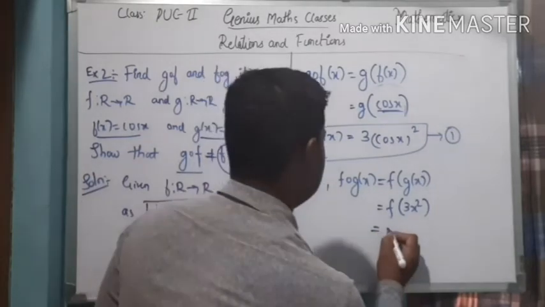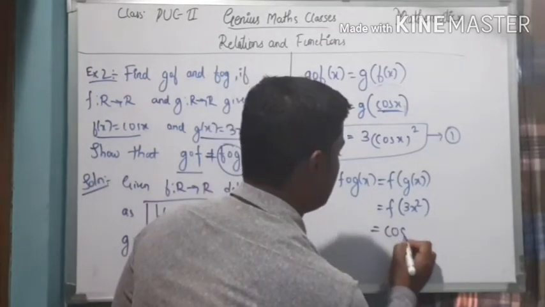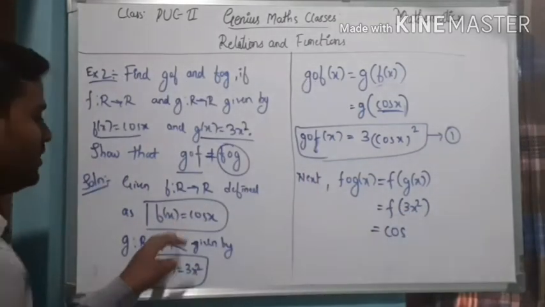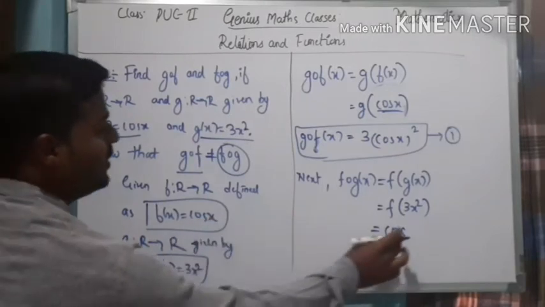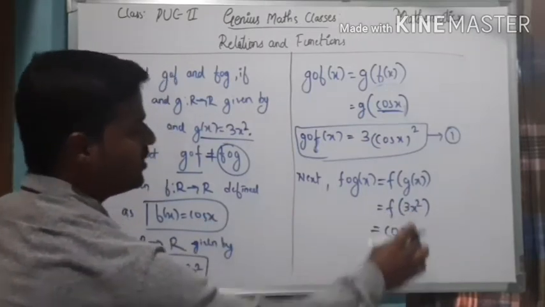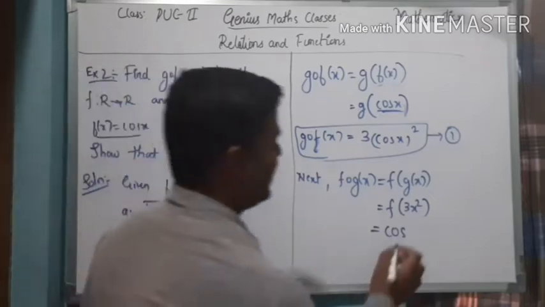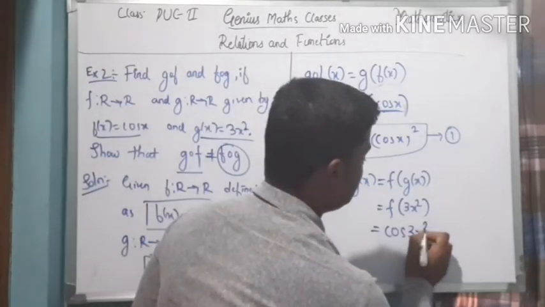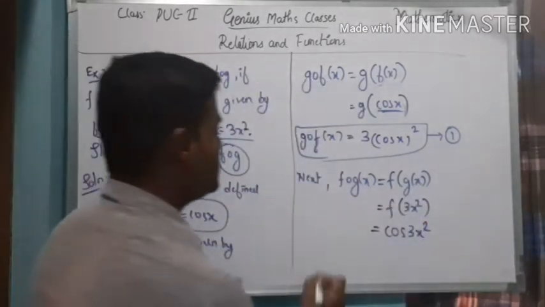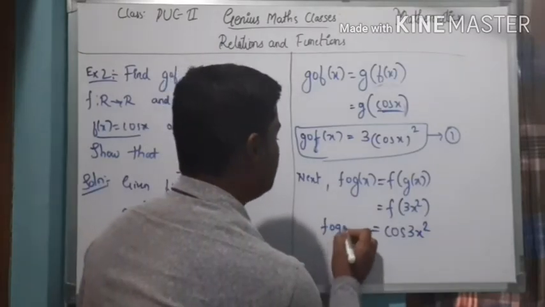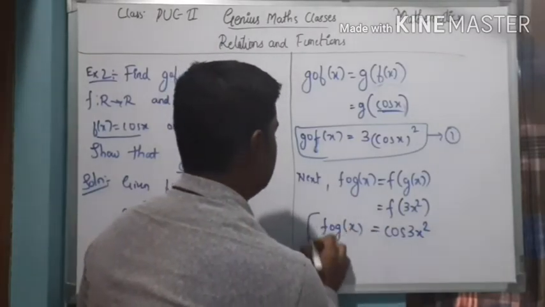Therefore, it becomes cos of, in place of x, 3x square. Just replace x by 3x square. That is cos of 3x square. So this is f naught of g of x.